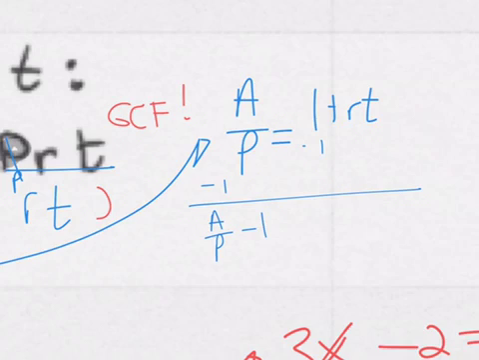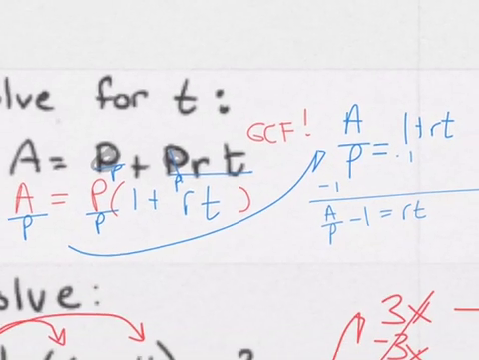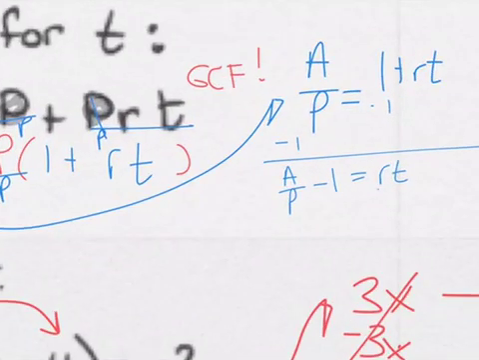So now I've got A over p minus 1 equals RT. Well, you know what? Let's back this up a little bit. Because you could do this, but then you'd have to divide by R. And then that'd look kind of messy. Y'all see that? Houston, let's go back. We have a problem. Let's go back for a second.